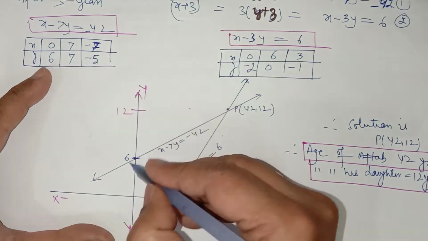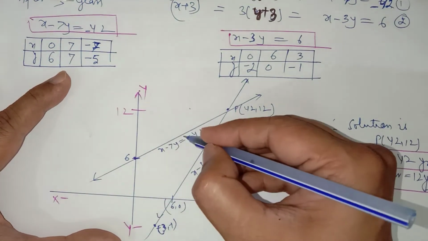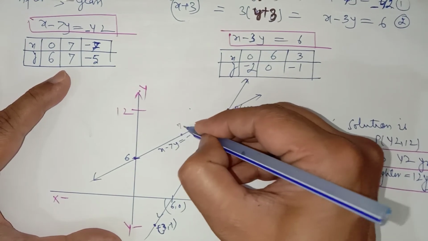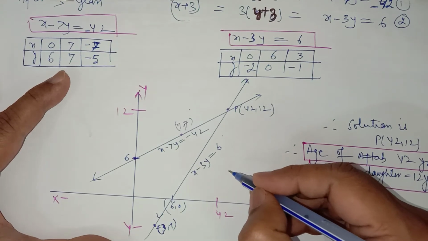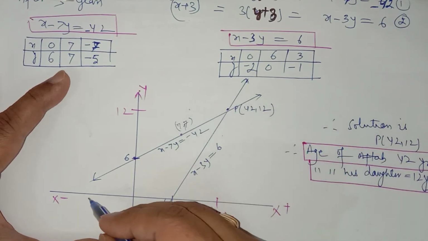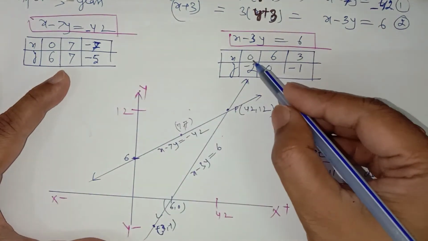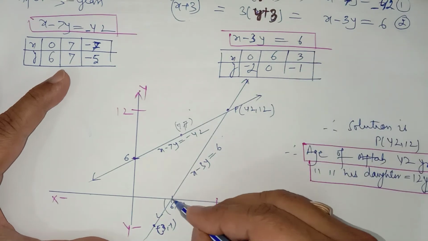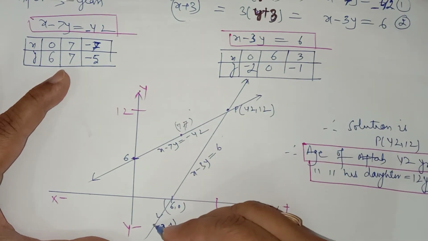So the first point is 0,6. The second point is 7,7, so 7,7 will be here like this. And minus 7, minus 5 will be somewhere here. Now for this, 0, minus 2, x 0 and y minus 2, the point is here. 6, 0, the point is here, and 3, minus 1, the point is here.